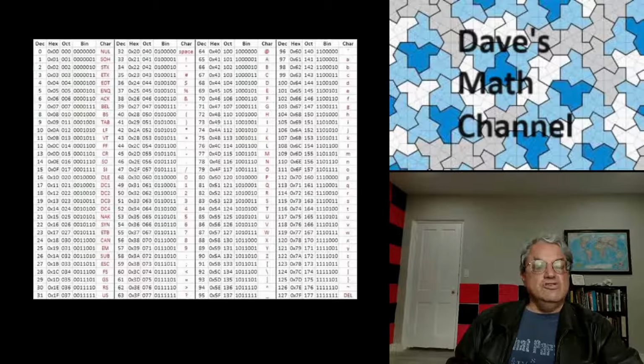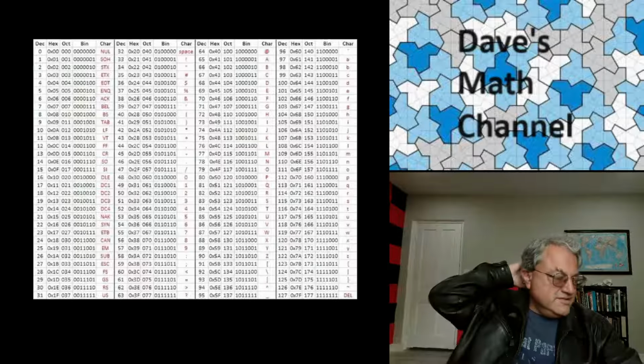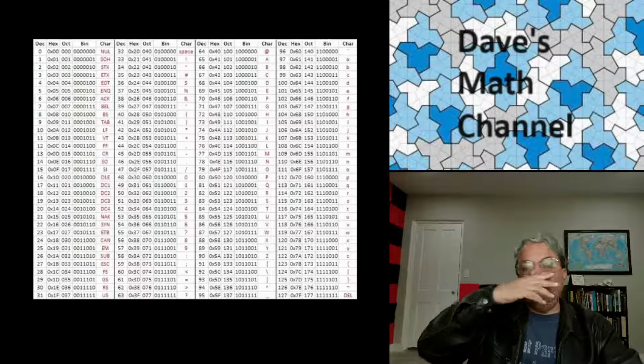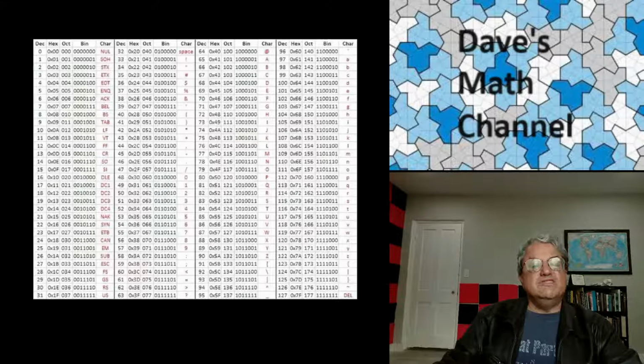Every symbol that your computer uses is an example of what's called a byte. A byte is 8 bits. That's why computer scientists like to talk about bytes and kilobytes and megabytes and gigabytes and terabytes. A byte is 8 bits, and a byte represents a character.